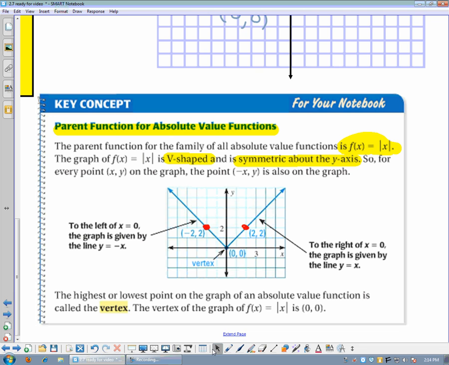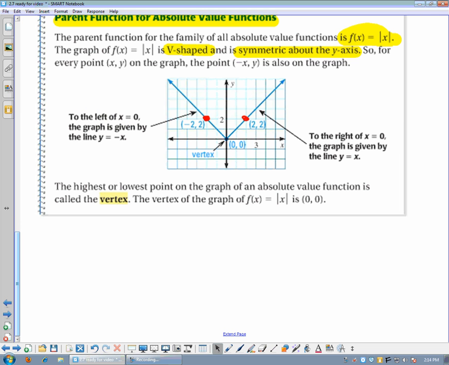To the right of x equals 0, the graph is given by y equals x. The highest or lowest point on the graph of an absolute value function is called the vertex. That's the point of the V. And for our parent function, f of x equals the absolute value of x, that's going to be (0, 0), as we saw in the previous example.